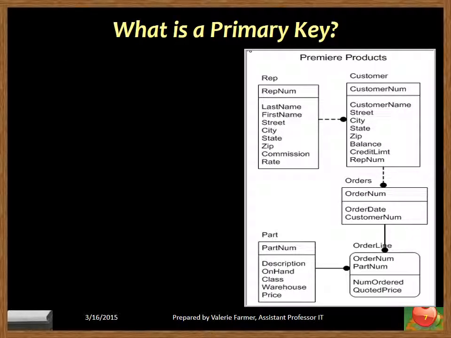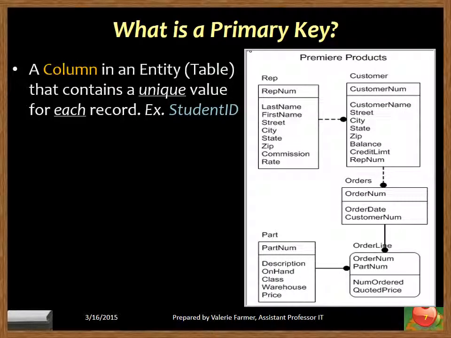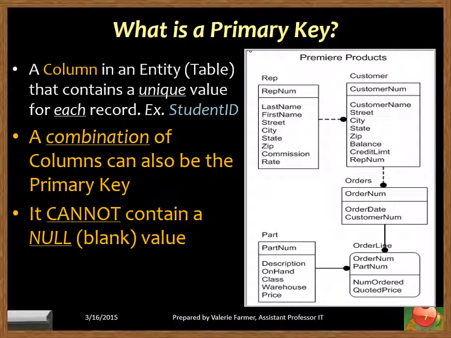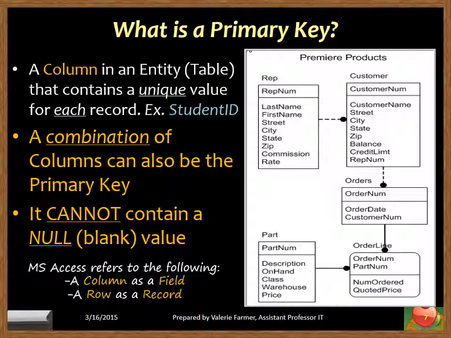What is a primary key? A column in an entity or a table that contains a unique value for each record. For example, your student ID uniquely identifies you in the student table in the CCBC database. A combination of columns can also be the primary key. A primary key cannot contain a null, meaning blank value. Note: Access refers to a column as a field, and a row as a record.